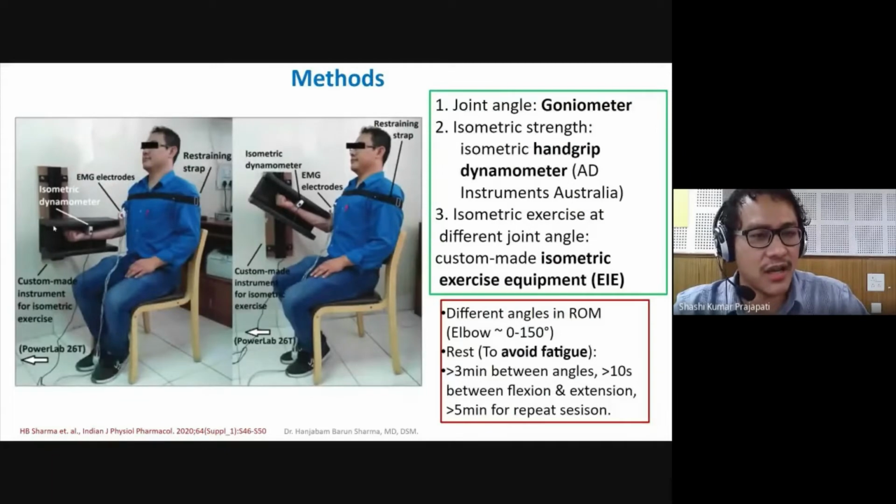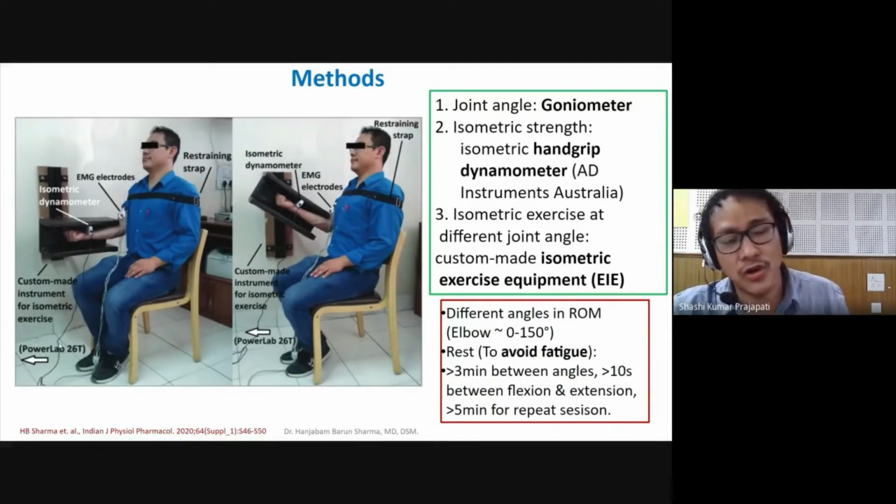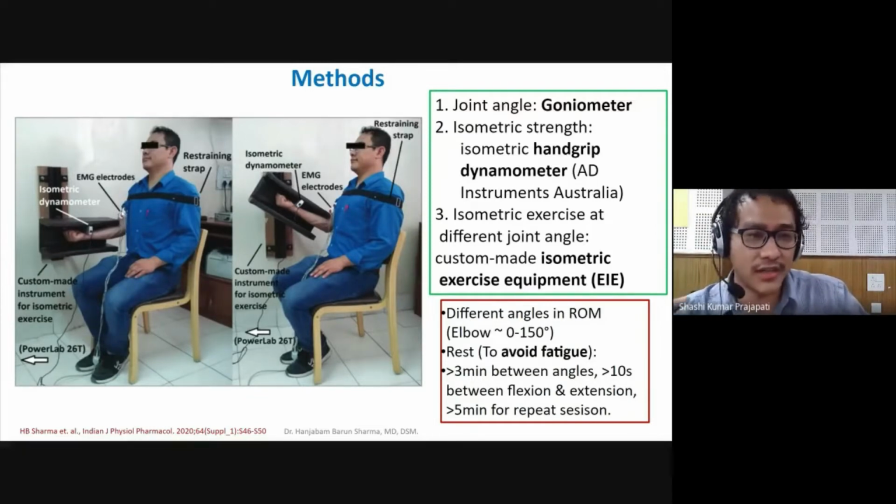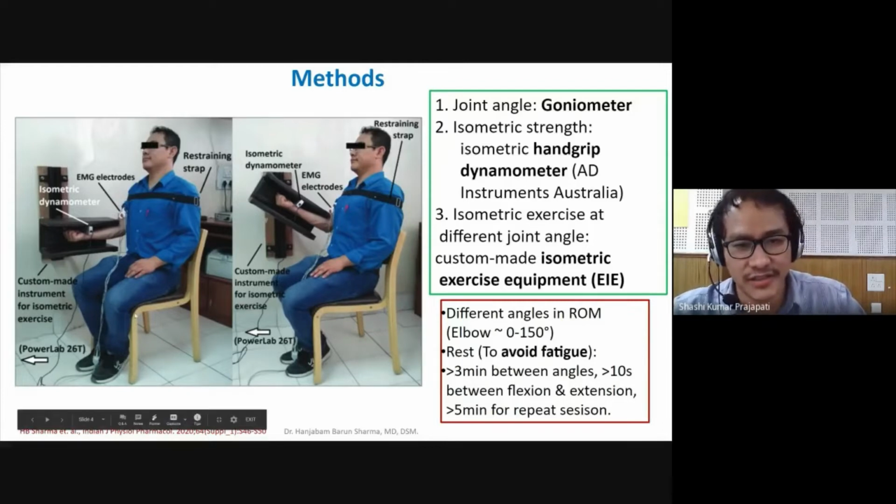This is a custom-made instrument for isometric exercise. It can be rotated a full 360 degrees, and this is an isometric dynamometer which is connected to the PowerLab, an ADInstruments device. EMGs also we recorded because we intended to see what changes of the EMG happen with different joint angles also, and these are the different settings.